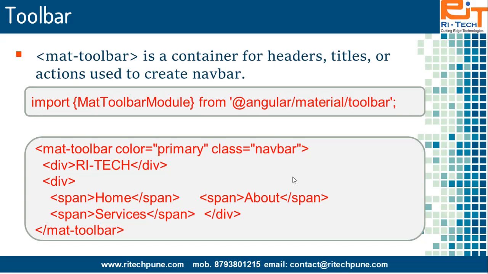Now to use the toolbar, we need to use the MatToolbarModule from the angular/material/toolbar package. Once you import this package, you add it in the imports array of your module and the exports array of your module. Then we can use the mat-toolbar directive with some options. This will have a div which will show you the title of your website, and then we have one more div which will have the tool options in the spans of that.